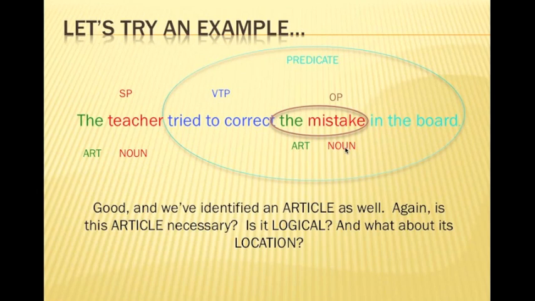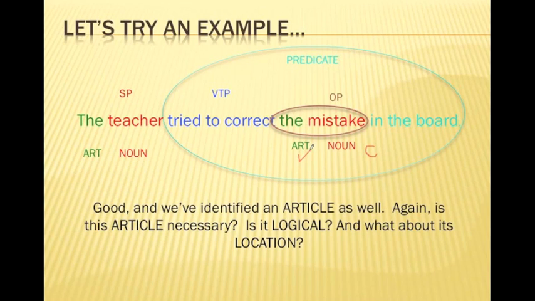Now, just like we did before, ask ourselves the same questions. The word mistake. Do I need an article? Well, again, mistake is a countable word. I can have more than one, so in this case, we probably need an article. Now, do I need to say a mistake or the mistake? Again, we don't have enough information, so in this case it is possible. So our article looks fine.